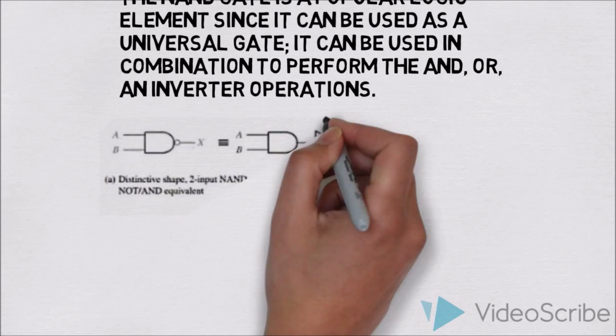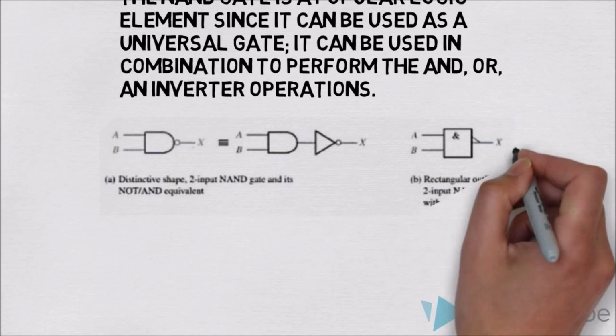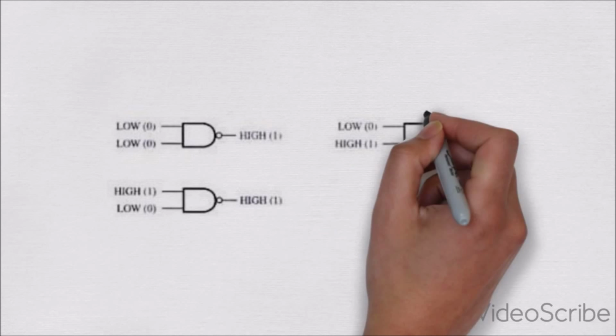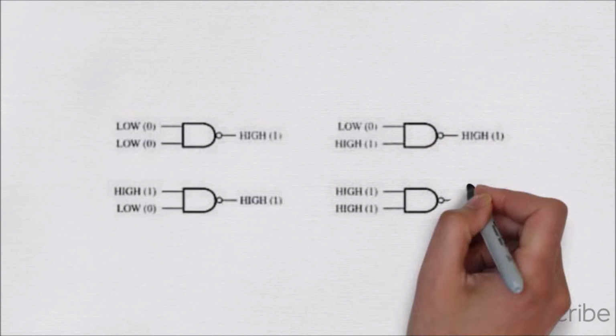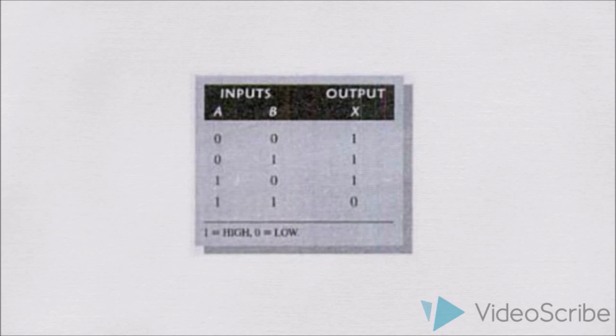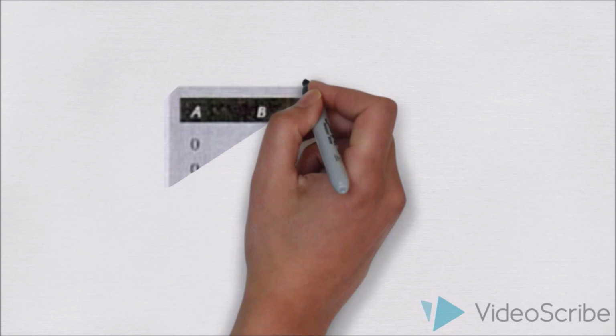A NAND produces a low output only when all of the inputs are high. When any of the inputs is low, the output will be high. For the specific case of a 2-input NAND gate, the operation can be stated as follows. For a 2-input NAND gate, output X is low if inputs A and B are high. X is high if either A or B is low, or if both A and B are low.